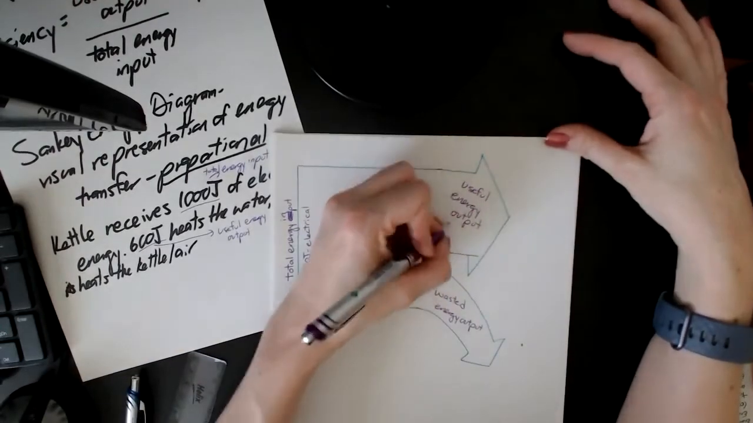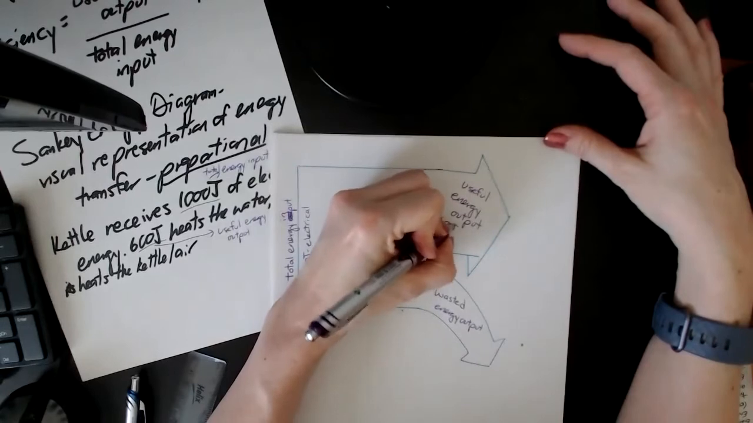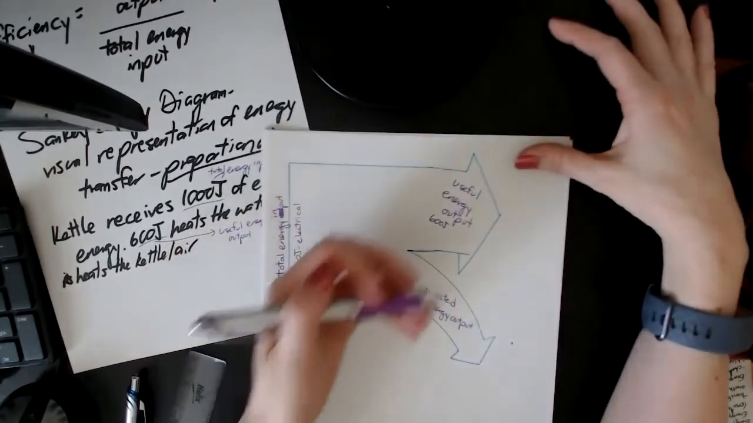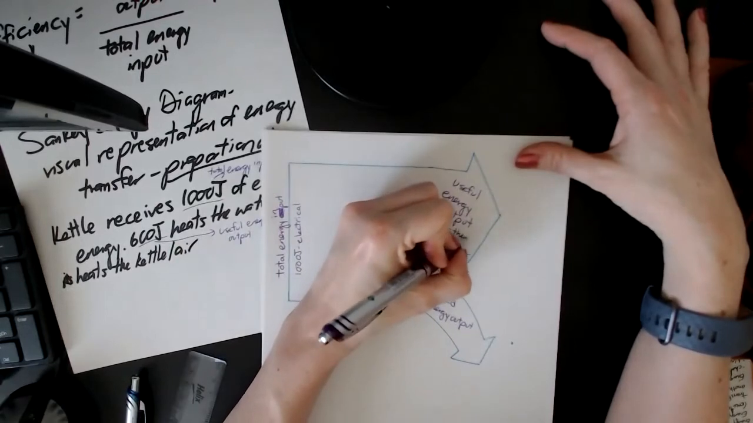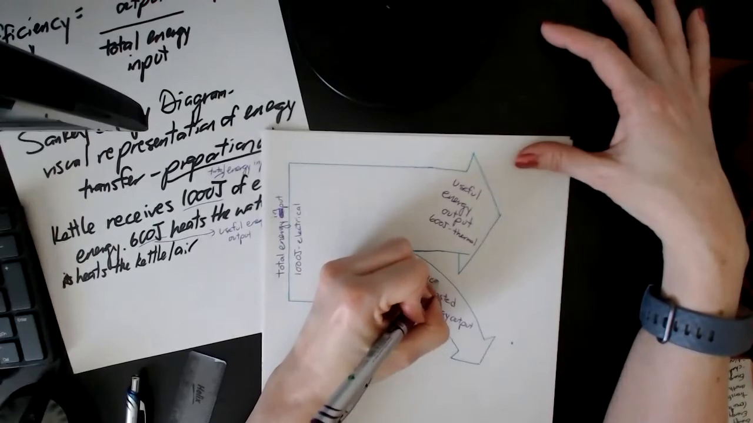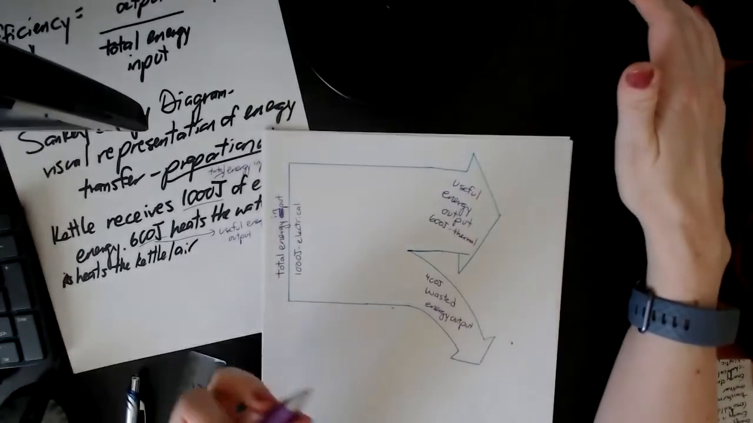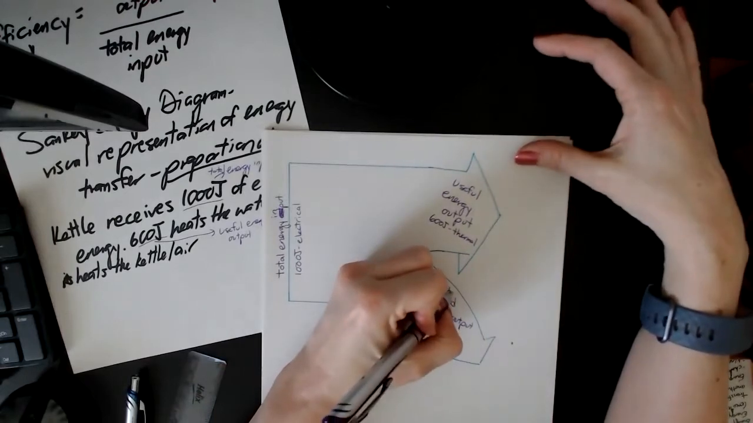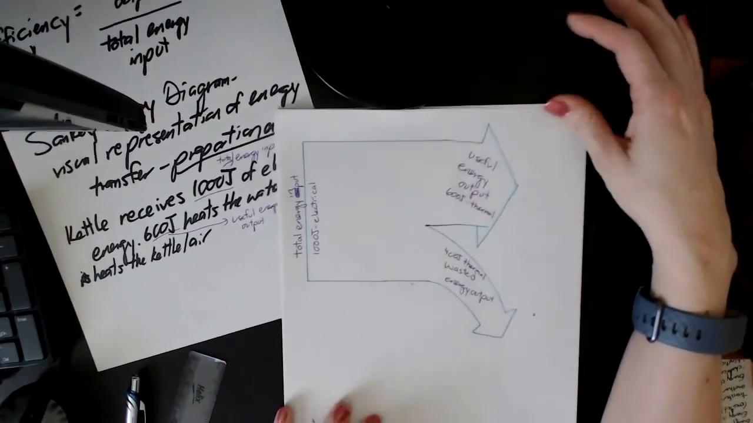All right, so the useful energy output we know is 600 joules, and if it's heating things up, right, it heats the water, so what type of energy is that? That's going to be thermal. And the wasted energy output is 400 joules, and it's heating the air and the kettle. So it's still heating things, so that's still going to be thermal. So that is your Sankey energy diagram of this kettle.